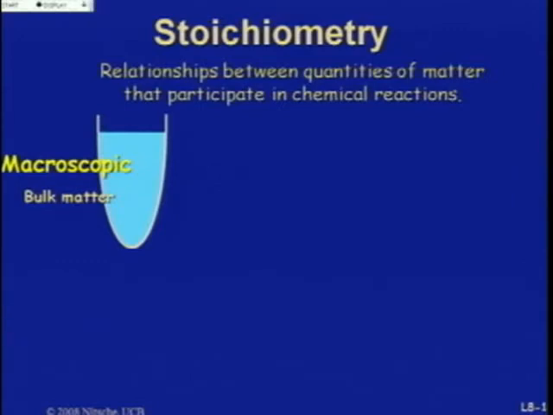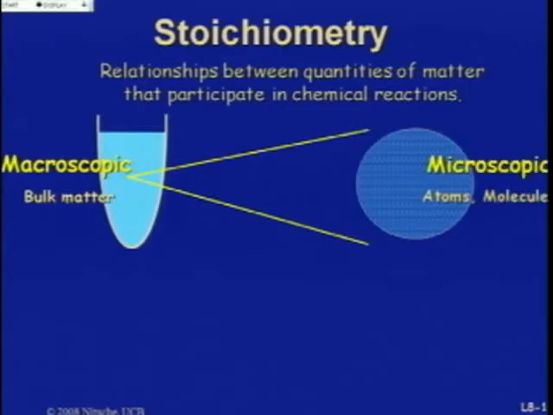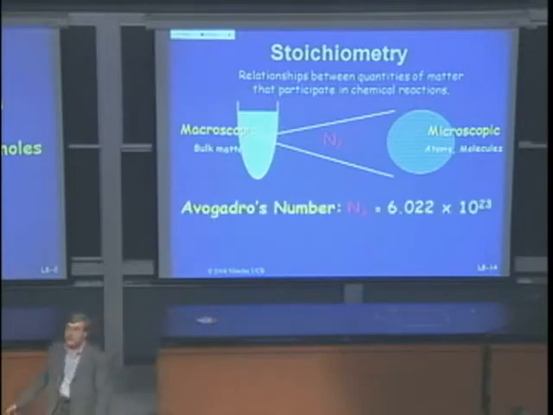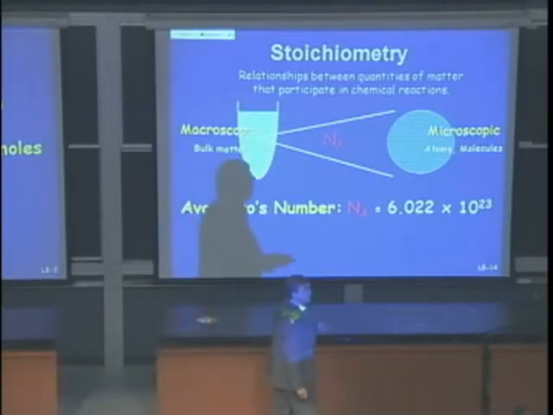We need to connect the macroscopic matter to the microscopic, to the atoms and molecules. And we do this using Avogadro's number. Avogadro's number is a very large number. It's 6.022 times 10 to the 23rd. It's a huge number, as we have learned. And this is just a number.